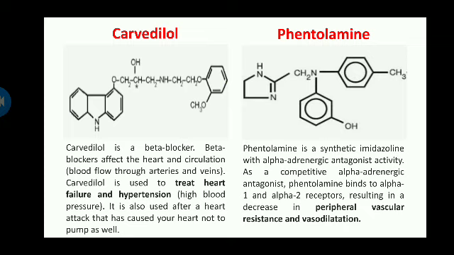Next one is phentolamine. The basic nucleus present in phentolamine is imidazoline with alpha adrenergic antagonist activity. As a competitive alpha adrenergic antagonist, phentolamine binds alpha 1 and alpha 2 receptors, resulting in decreased peripheral vascular resistance and vasodilation. This drug easily binds with the alpha 1 and alpha 2 receptors, decreasing the peripheral vascular resistance, the vasodilation activity.